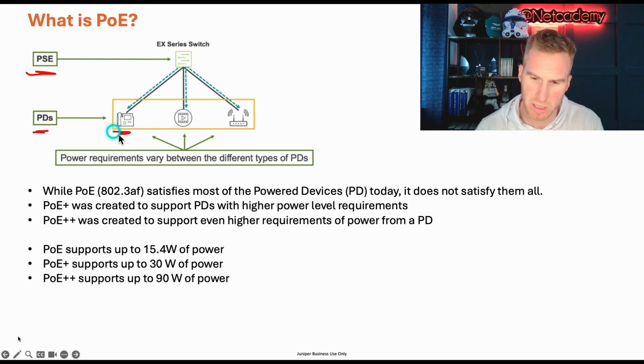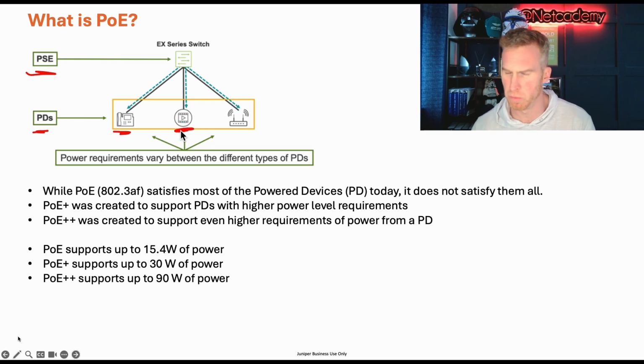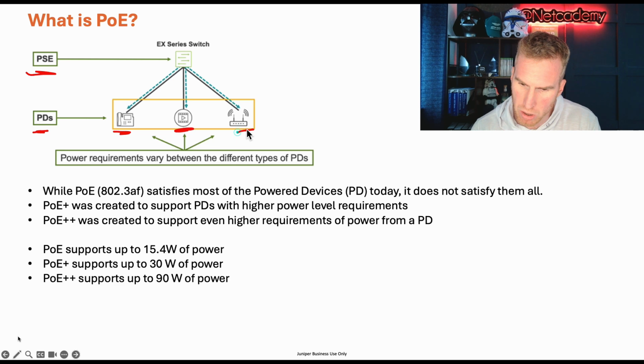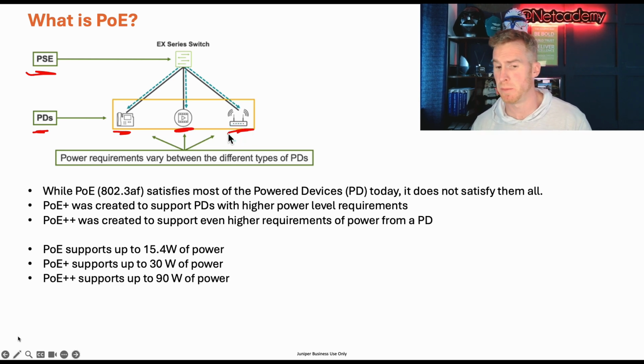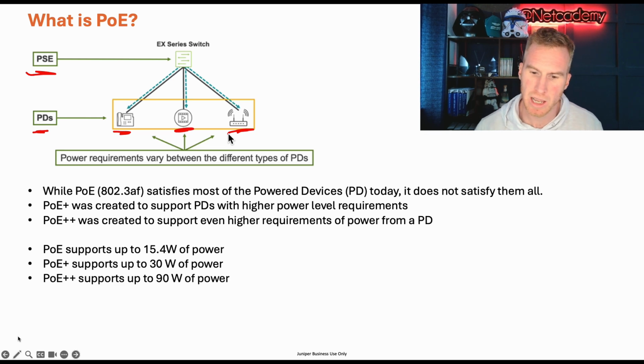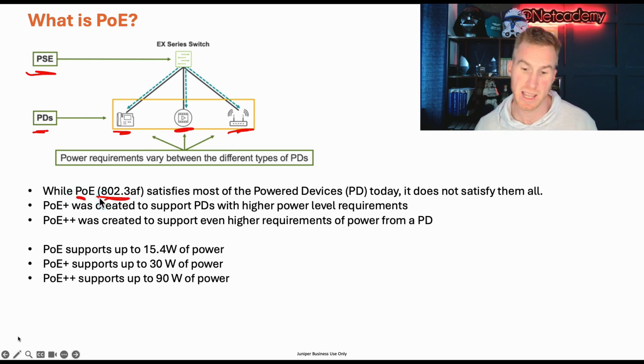So that would be things like your VoIP phone, or maybe some kind of camera. I'm not too sure what the video icon is meant to be showing, or maybe some kind of wireless access point or cash point if you're talking about particular retail. Anything that is getting its power over Ethernet would be a powered device. And there are different standards for PoE. So initially there was PoE, or 802.3af.